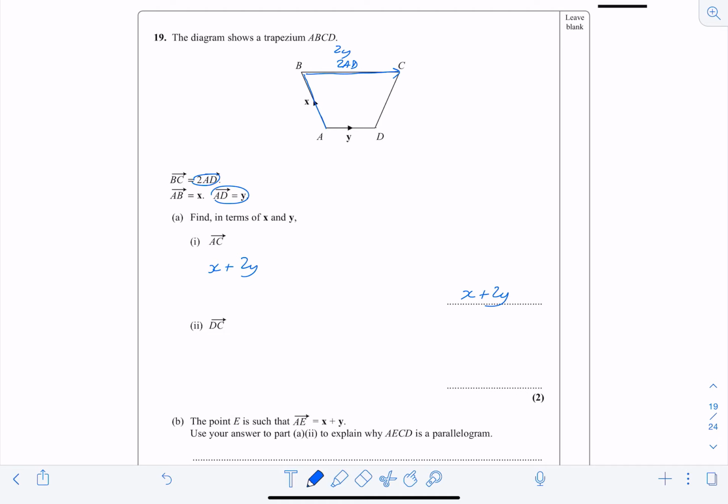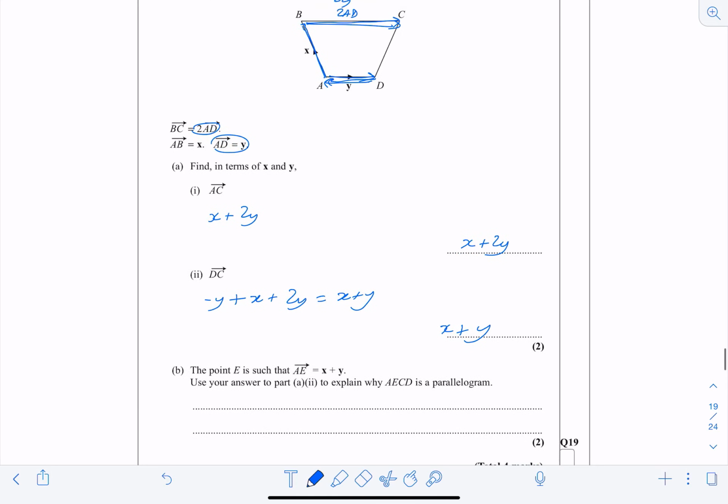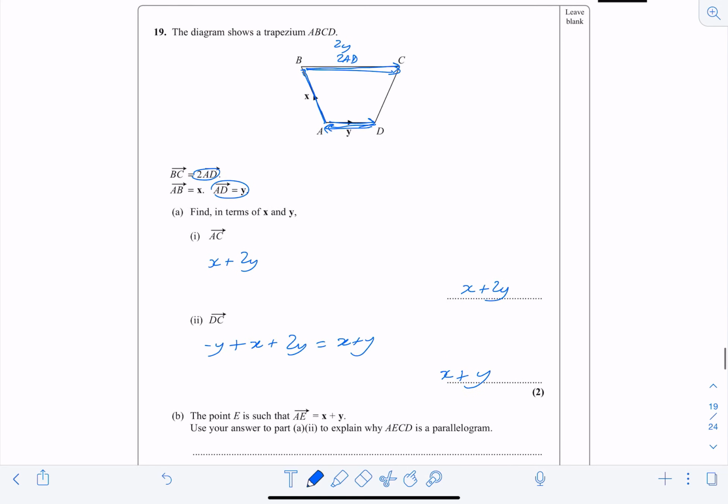DC is going from there to there, but we can't quite do that, can we? So what we can do is go that way, then that way, then that way. So what's that first stretch? Because y is going that direction, we want to go the other direction, so we want negative y plus x plus 2y, which is x plus y. The point E is such that AE equals x plus y.